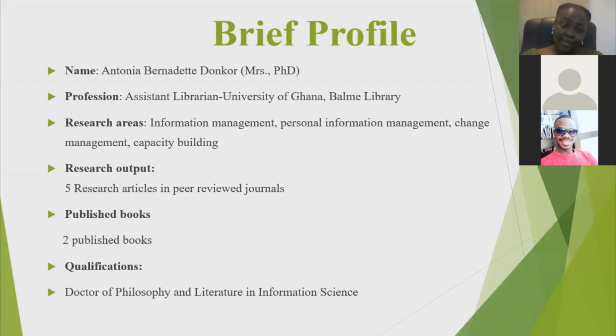By God's grace, I have about 5 articles published in peer-reviewed journals. I have 2 published books. One is on referencing and citation, and the other is on information literacy in academic writing. So how to be able to write consistently. It talks about grammar, use of transitions and the like. And for qualifications, as at now, I hold a PhD in information science.